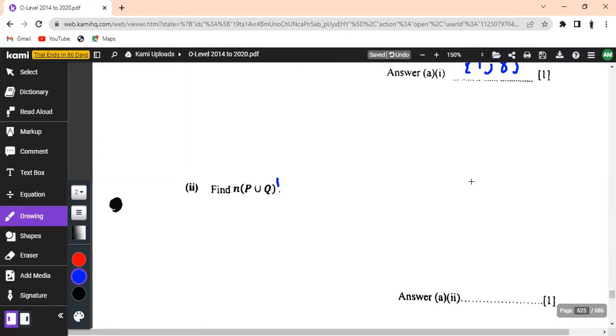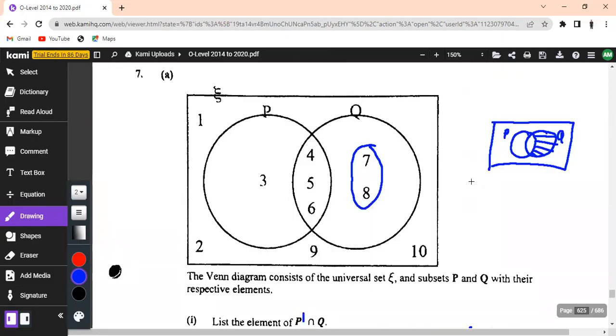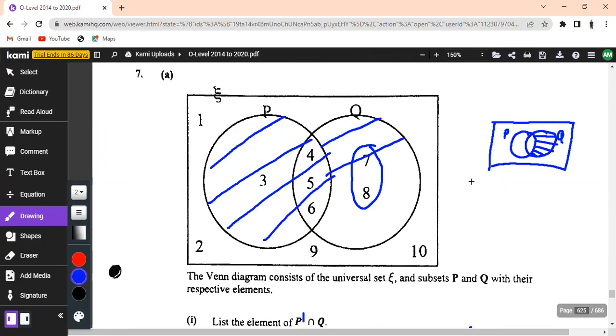The other part is the number of elements in P union Q complement. P union Q complement means not in P union Q, not part of this set. So all we need is to know our P union Q, which means the combination of these two when they are combined together. This is your P union Q. The complement means outside of this, and what we have outside is 1, 2, 9, 10.